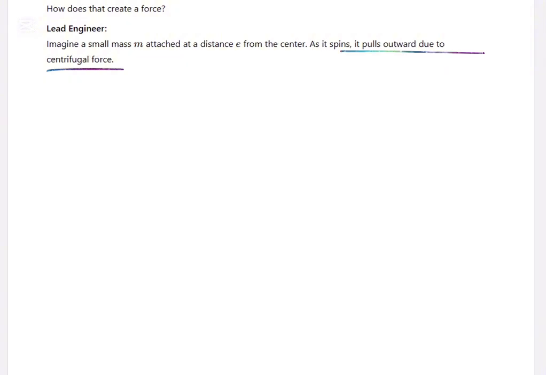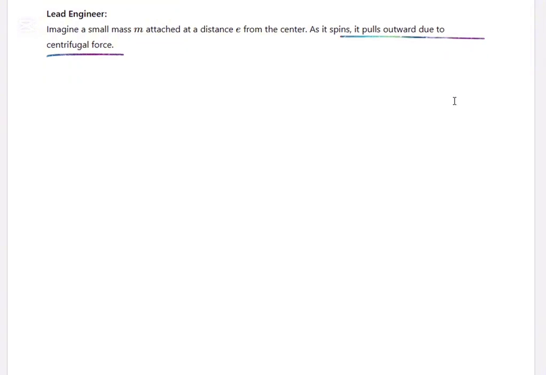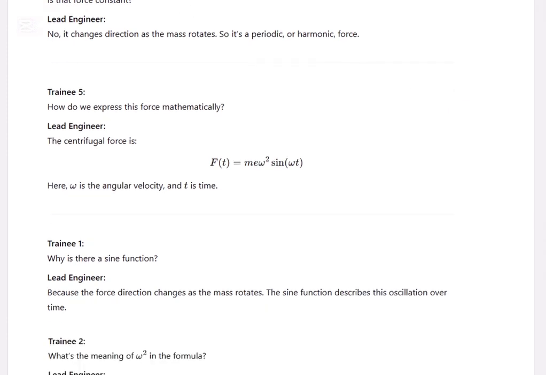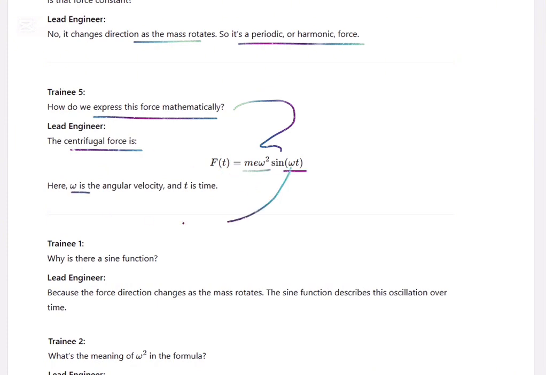Is this force constant? No. It changes in direction as the mass rotates, so it's a periodic harmonic force. How do we express this mathematically? The centrifugal force is m e omega squared sine omega t, where omega is the angular velocity and t is the time. Why is there a sine function? Because the force direction changes as the mass rotates. The sine function describes this oscillation over time.